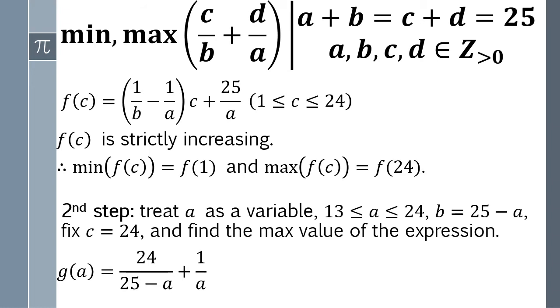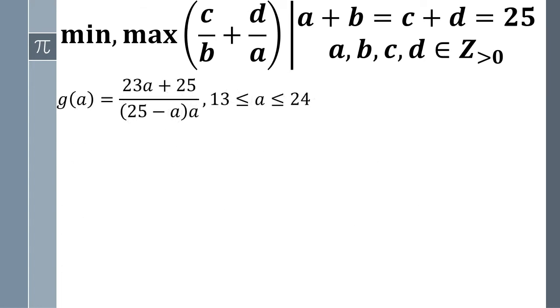And A is a number between 13 and 24, and it's an integer here. This expression can be further written by taking the common denominator. So it is (23A plus 25) over (25 minus A) times A. Similar to what I did before, I'm going to check if G(A) is strictly decreasing or strictly increasing. By the way, this is called monotonicity analysis.